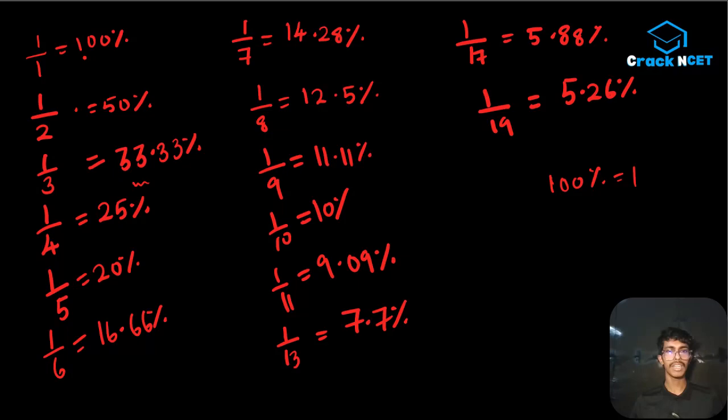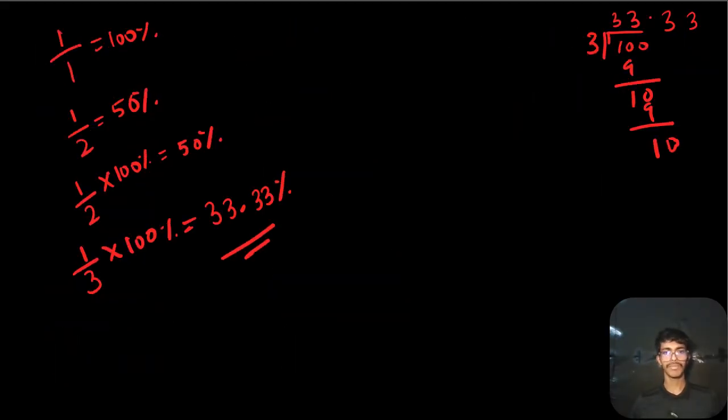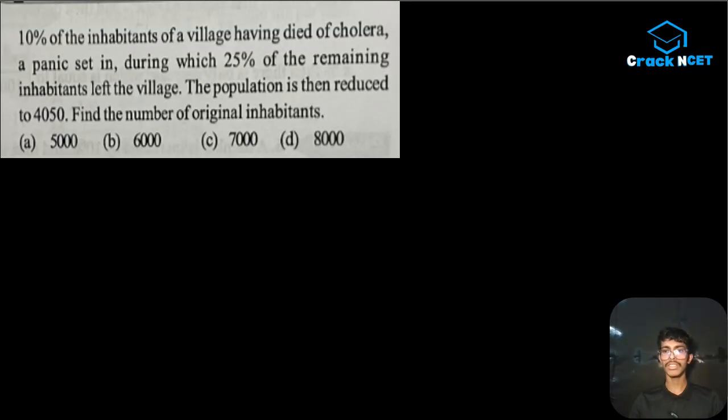You can multiply 1 by 4 using 100, you will get 25 percentage. 1 by 5 using 100, 20 percentage. Important things are given over here. Just keep these things in your mind. Okay, let's move on to the first question.